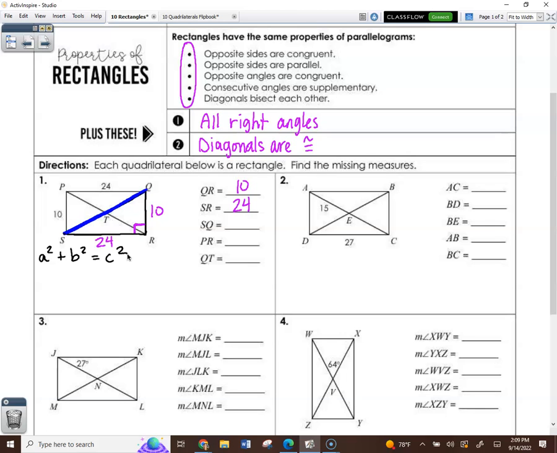A squared plus B squared equals C squared. It is the Pythagorean theorem. Let me remind you of when that's used and how it's used. Pythagorean theorem is a formula that works every time with right triangles.